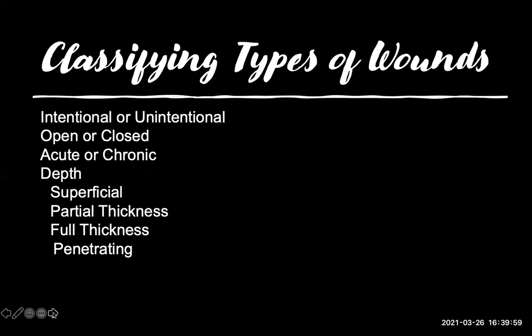Classifying wounds, like I kind of did already: intentional or unintentional, open, closed, acute, chronic. Okay, we're going to start there. Acute or chronic. Acute wounds are wounds that are less than 2 weeks old. So anything older than 2 weeks is considered a chronic wound. Chronic wounds are like pressure ulcers. They are expensive and they take a long time to heal.